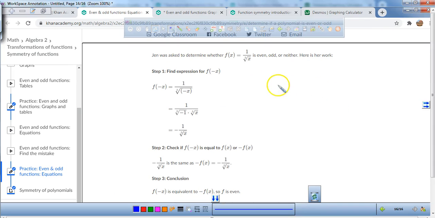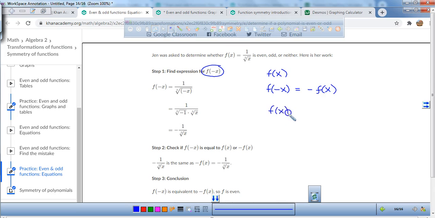All right, now we have to find the expression for f of -x. So here's the rule for odd functions. If you have f of x and then you have f of -x and you plug it in, you should get negative f of x. That's what you should get. So we'll go ahead and do that right now with this function.